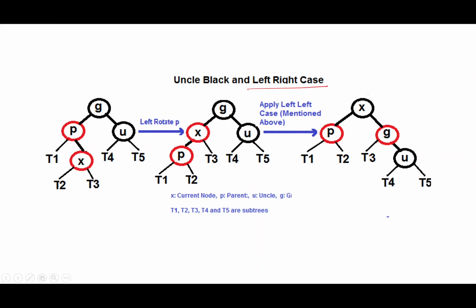For LR case, we first need two rotations. First rotation, X goes between the two nodes, and do another rotation. G becomes the right child of X. And G is colored from black to red. X is colored from red to black.